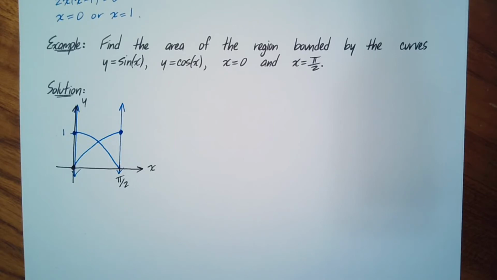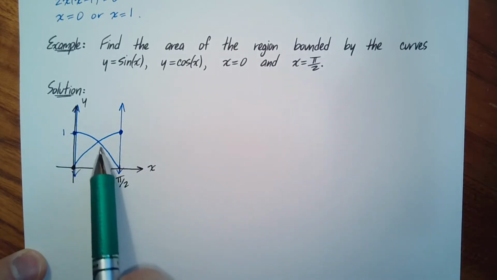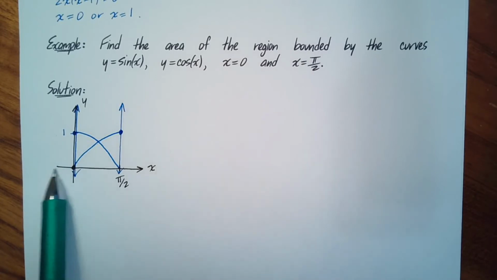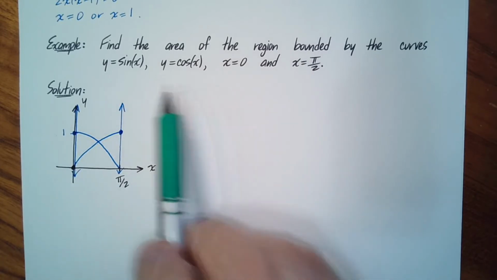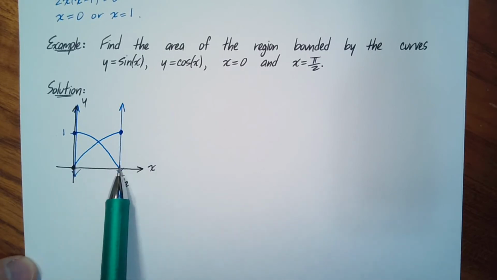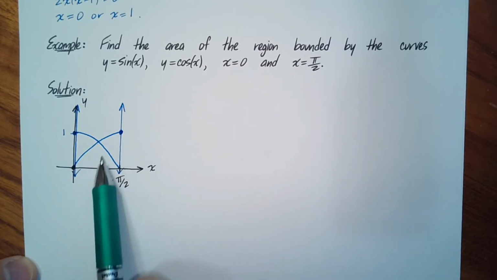Now, what are we measuring here? Are we measuring this area? This looks like a bounded region, but it's deceiving because the x-axis was never mentioned as a boundary for this region. It was just sine of x and cosine of x. So this x-axis is just there for reference. It's not actually a boundary. So this region here is unbounded.